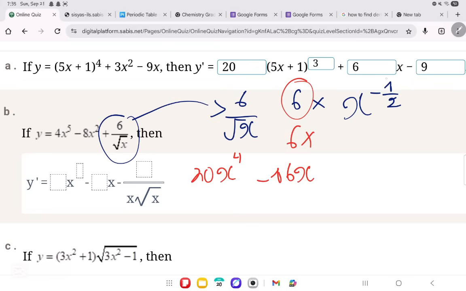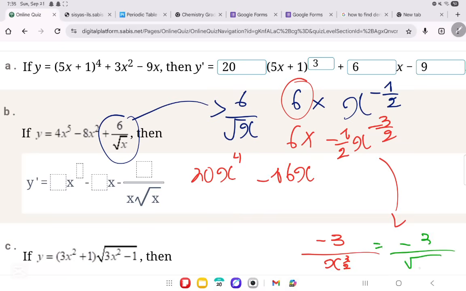But we do a derivation for this, so it becomes 6 minus 1 over 2x to the power of minus 3 over 2, right? Let's continue here. So it will become minus 3 over what? Over x to the power of 3 over 2. Remember, it's inside over outside when we're dealing with fractions as the exponent. So minus 3 over the square root of x to the power of 3, because this is 2, this is 3. And then after simplification, we're going to get what? We're going to get minus 3 over x radical x.